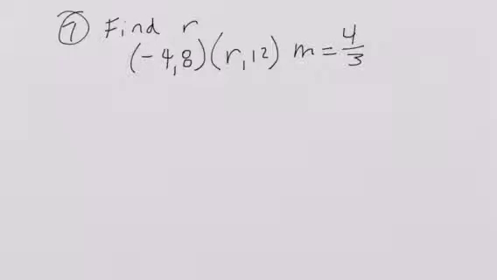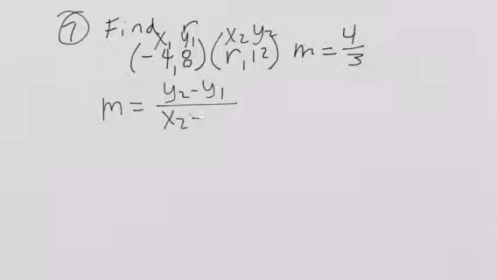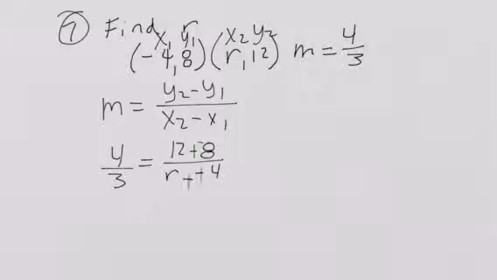Now we're going to find R. So this is x1, y1, x2, y2. Our formula is M is equal to y2 minus y1 over x2 minus x1. We're going to fill in what we know. M is 4 over 3. Y2 is 12 minus 8. And then R minus negative 4. Again, we're going to go ahead and add a line, change the sign, add a line, change the sign, and we're going to put parentheses around our binomial that has our variable.